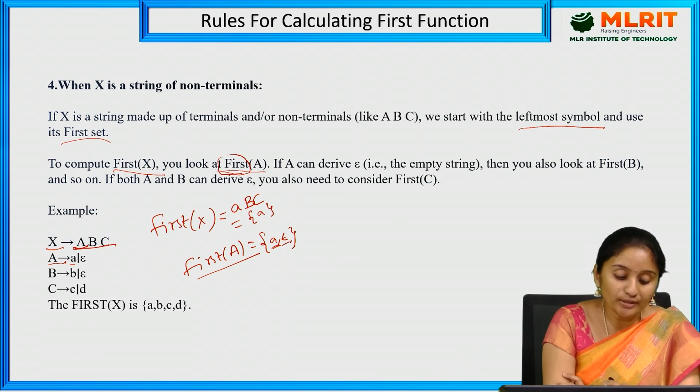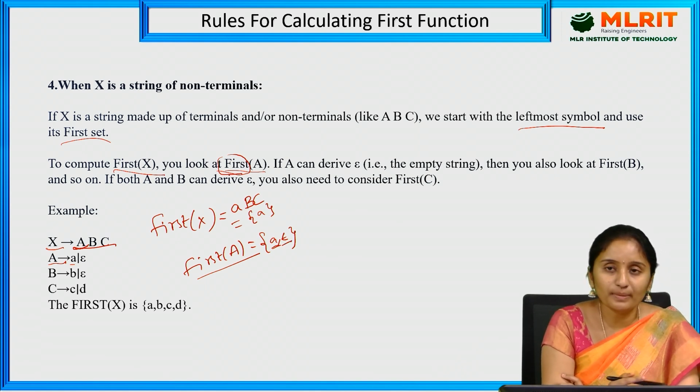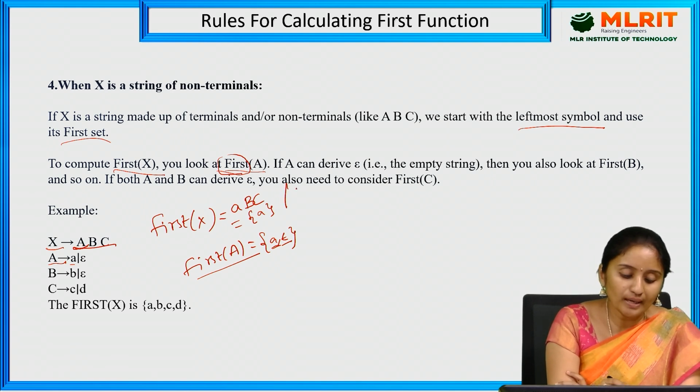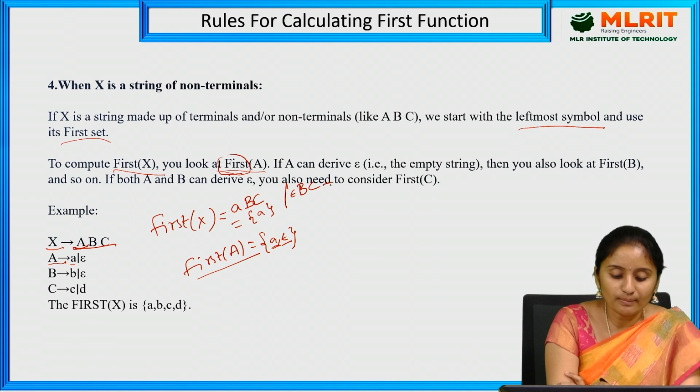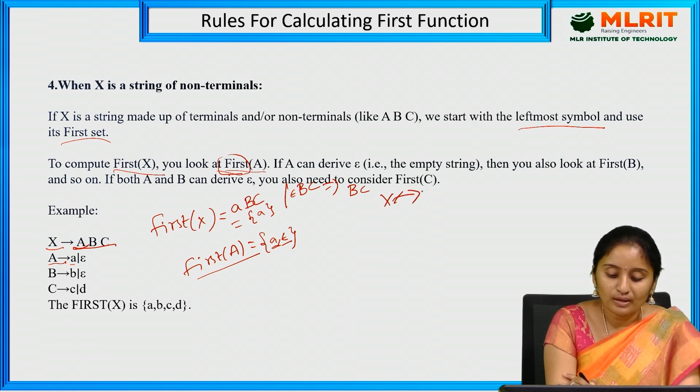Next, I'm going to substitute epsilon. Epsilon is nothing but empty. So the second one I'm going to substitute is epsilon. Epsilon BC is nothing but BC. So first of X, what I'm having here? X tends to BC, I got.